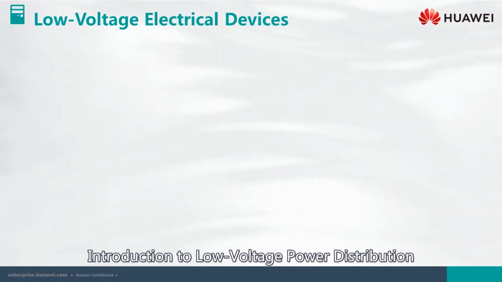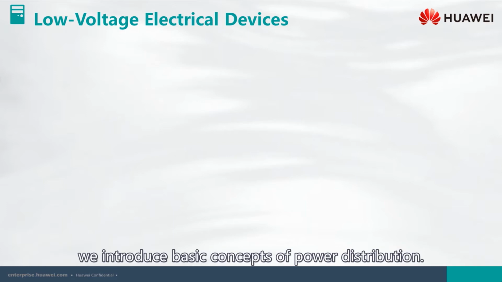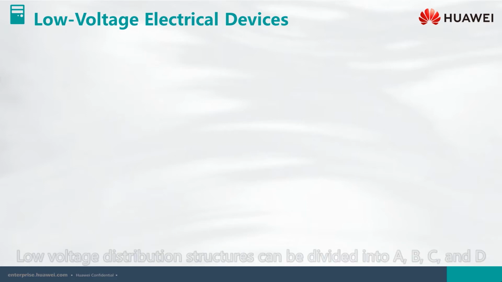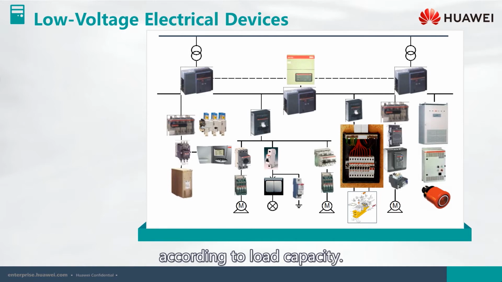Introduction to Low Voltage Power Distribution. Low Voltage Electrical Devices. In this section, we introduce basic concepts of power distribution. Low voltage distribution structures can be divided into A, B, C, and D according to load capacity.